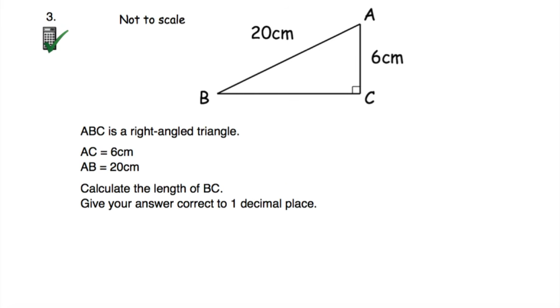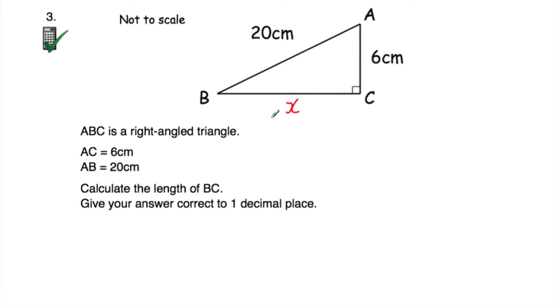So question number 3. We've got this right angle triangle, ABC, and we're told it's a right angle triangle, and we've got this right angle symbol as well, and we're told that AC is 6 centimeters, that AB is equal to 20 centimeters, and we've been asked to find the length of BC. So we want to find the length of this side. Let's just call that X.